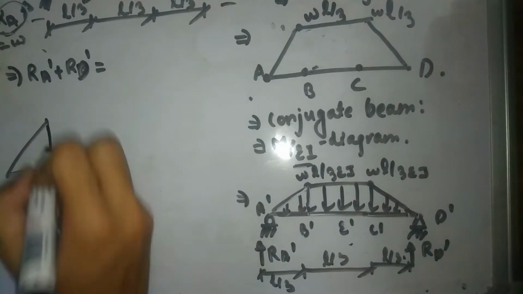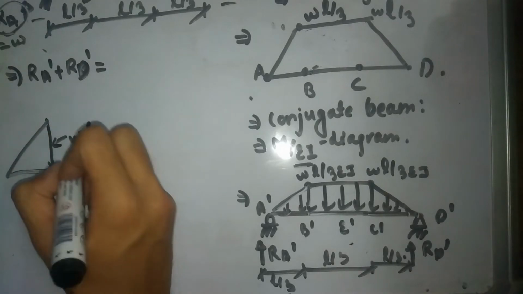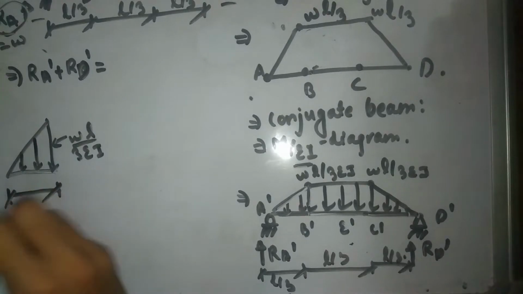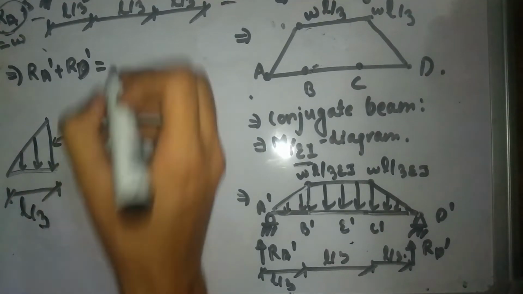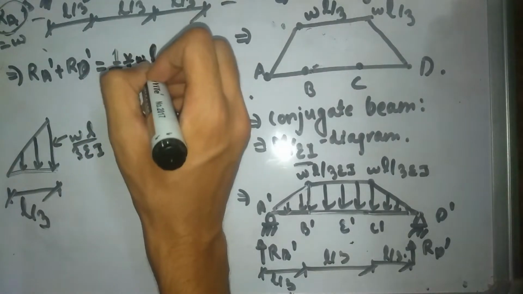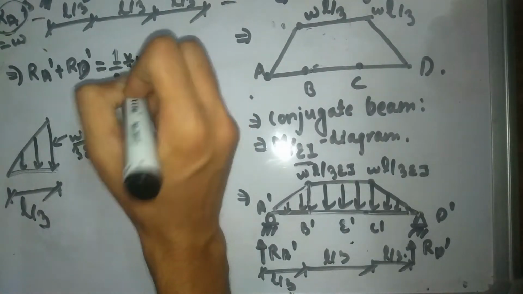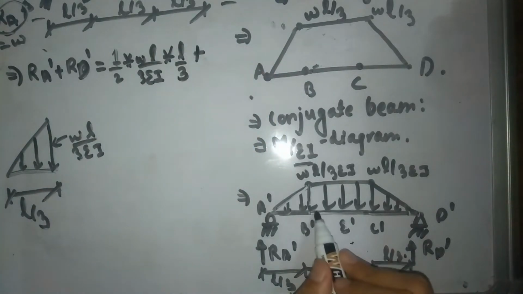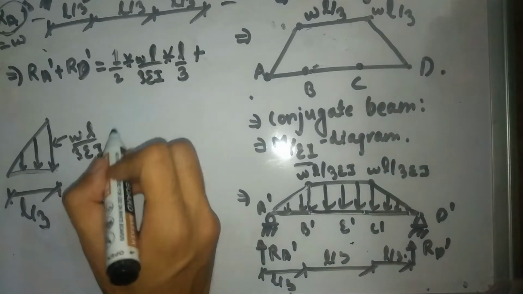What is happening over here is, I have WL by 3EI, I have a UVL, and this is acting at a span of L by 3. So in order to convert our UVL into point load, we simply multiply it by 1 by 2 into WL by 3EI, which is my height, into base is L by 3, plus I have a UDL over here. So for this portion I have like this.